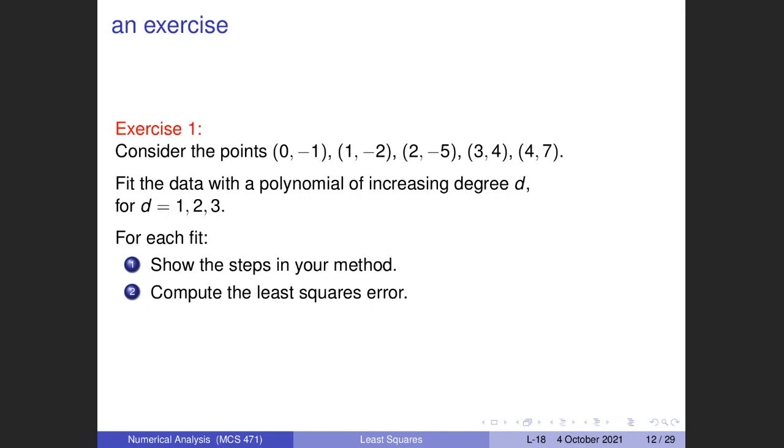Showing the steps in the method: you set up the Vandermonde matrices. There are 3 of them, for degree 1, degree 2, degree 3. Then you use the backslash operator to solve, and then you compute the error, to see which fit is actually the best fit. So in a way, there is a sentence missing from this exercise, so I will write it here: which degree fits best? That is the point of this exercise.